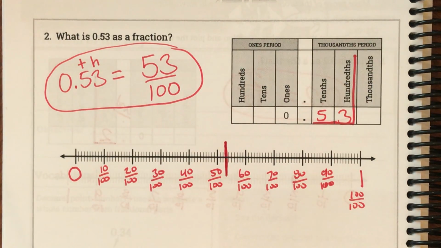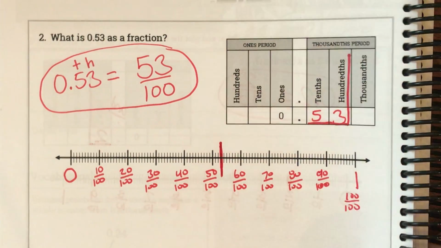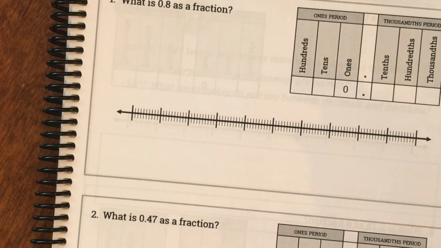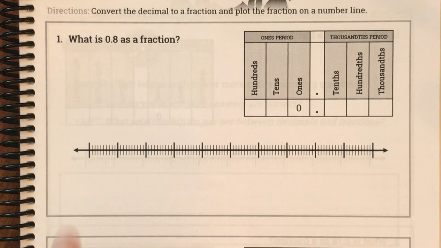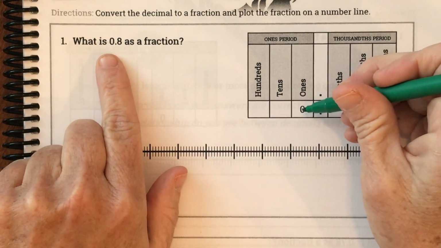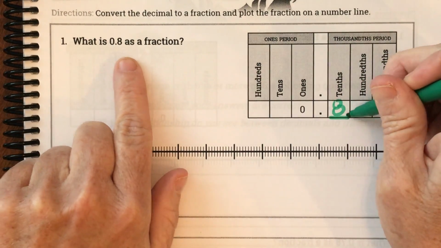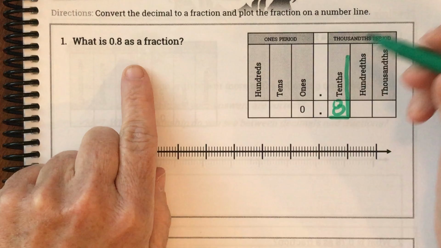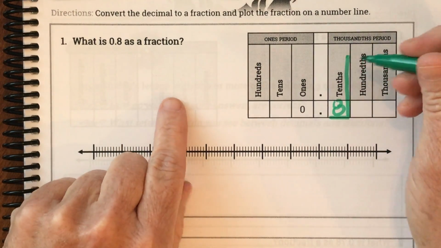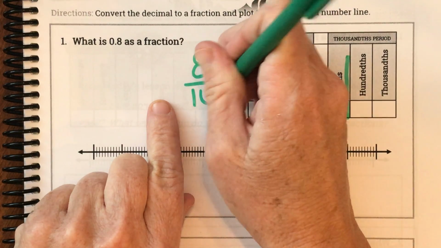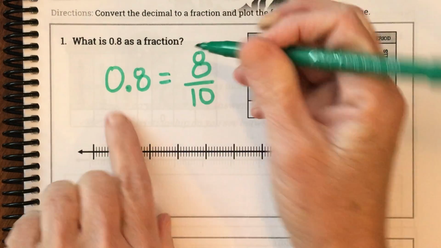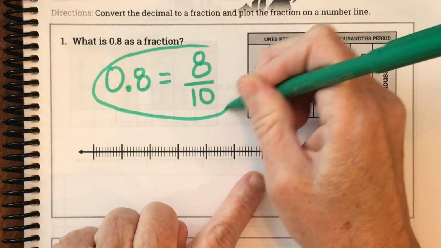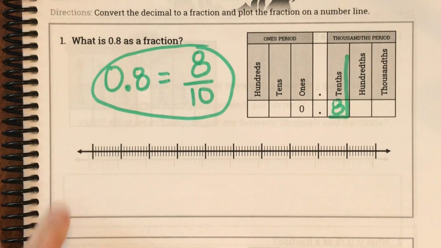Okay, boys and girls, let's do some together. We are on page 250. Here's our first problem. It says, what is 8/10 as a fraction? Again, if you didn't know that, you could put it in here: 0.8. And that tells you it's 8/10. So when I say the decimal, I hear the fraction 8/10. So I know that 8/10 is equal to 8/10. They're equivalent.